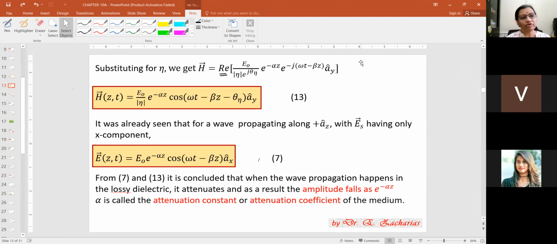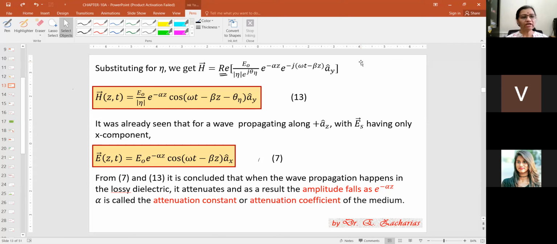So in the last class, we saw what happens to a wave that is propagating through a lossy material. As the name itself suggests, there will be a loss of amplitude. When I'm talking of amplitude, we are talking of the amplitude of the electric and the magnetic field. Additionally, there is a relationship between the amplitude of the electric field and the magnetic field: H naught equals E naught by modulus of eta.